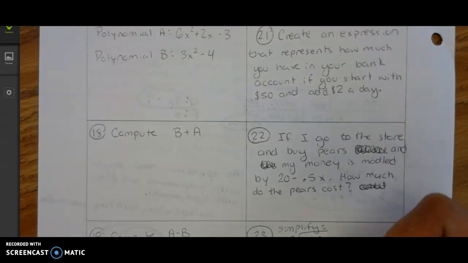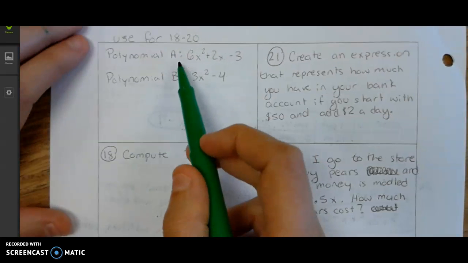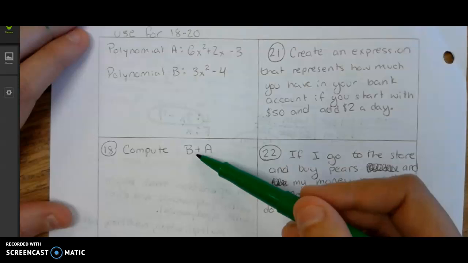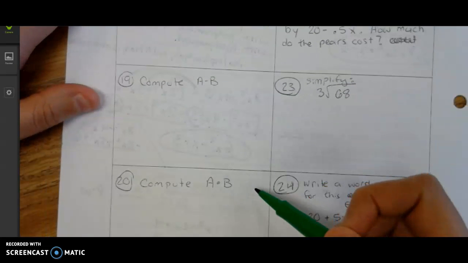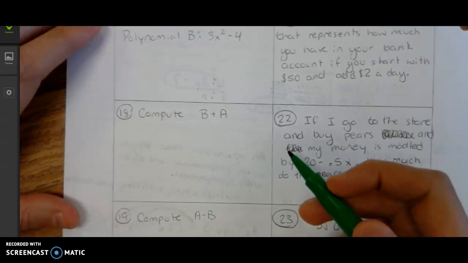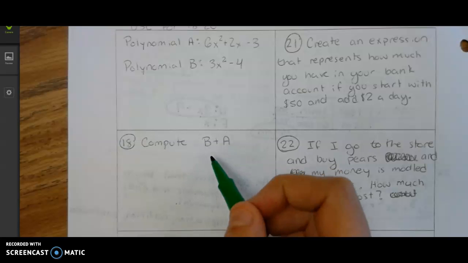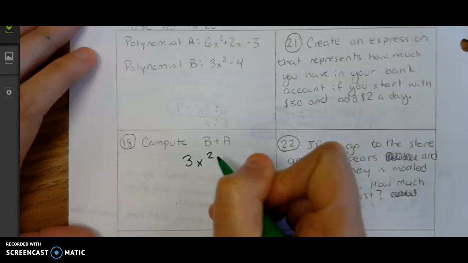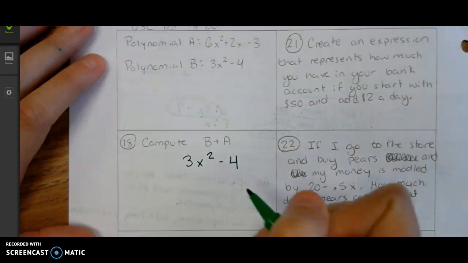Okay, 18, 19, and 20 are just like the quiz that we took. So it says polynomial A, polynomial B, and then 18 says add B plus A. 19 says A minus B, compute A times B. So I'm just going to take these and write them so I can do that. So polynomial B, and I'm going to add that to polynomial A.